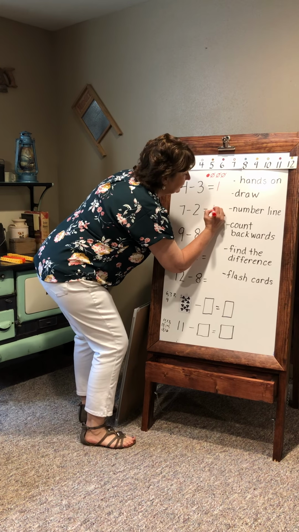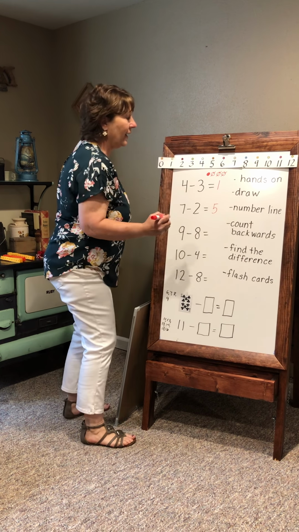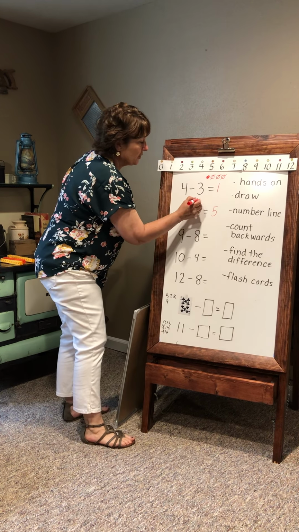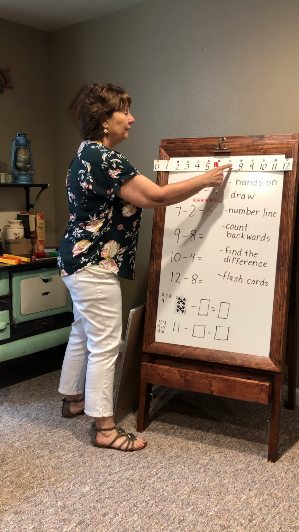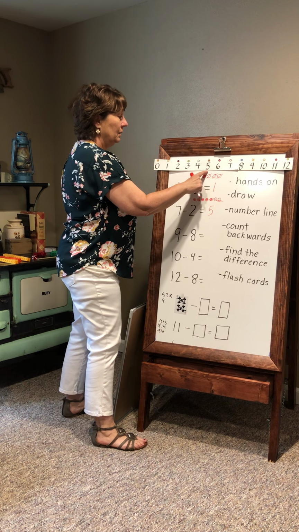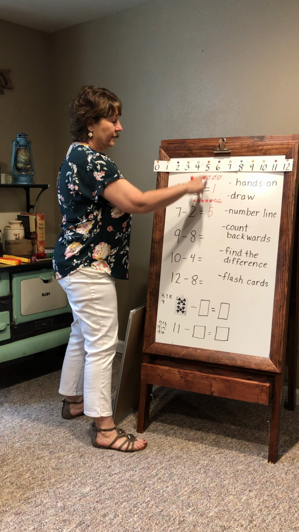Let's try our other strategies just to make sure we still get 5. If I draw 7 circles, 1, 2, 3, 4, 5, 6, 7. Take away 2 of them, it leaves me 1, 2, 3, 4, 5. There's my answer. The number line. Here you are at 7. Remember, you're going to hop to the number below it before you say 1. 1, 2. The difference is 5 still.